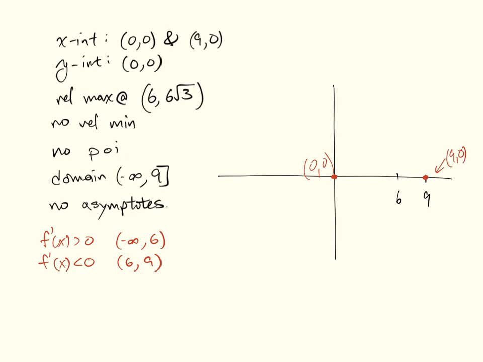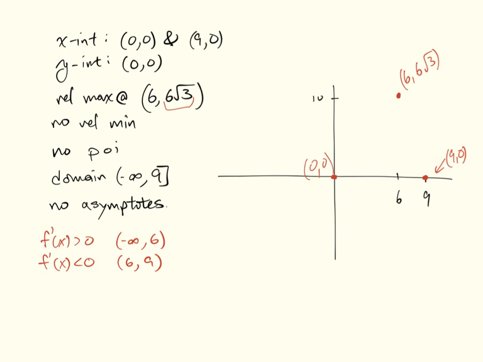So over here, if you simplify this down into a decimal, you get something that is just greater than 10. So I'm going to come up here to 10 and put the point right here. It's just a little bit above 10, so (6, 6 square root of 3). There are no points of inflection, no minimums, no asymptotes. So I know that to the right of this point here, it is decreasing.